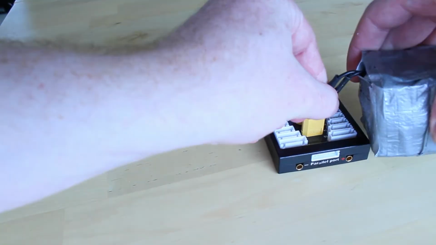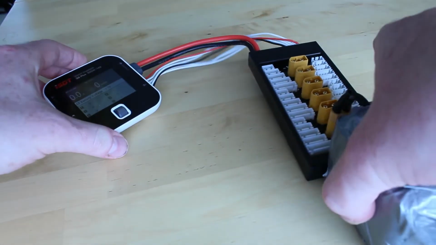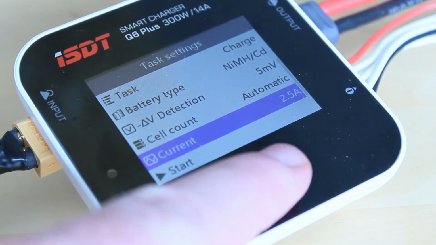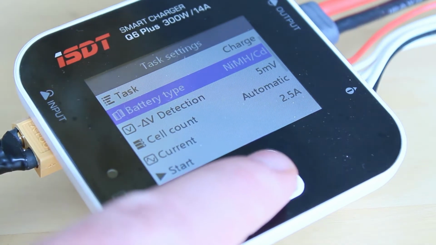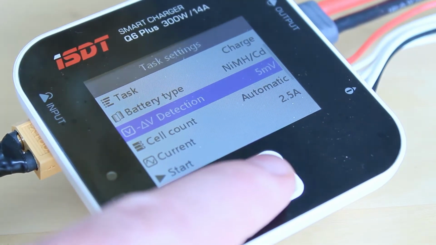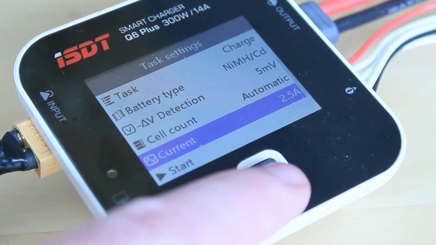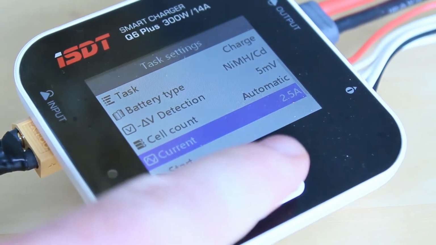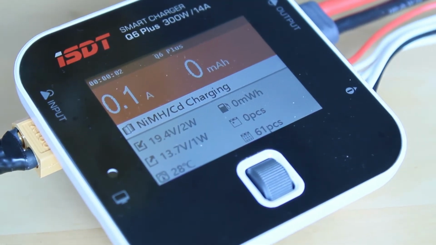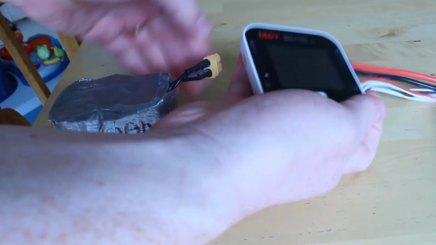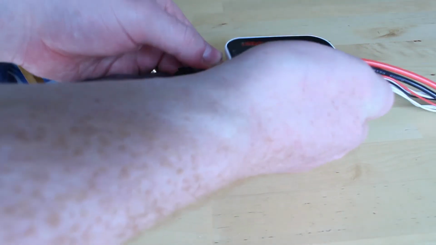Now, you can charge this using any sort of NiMH charger. The ISDT charger does that. So I'm just going to set it to charge here, NiMH. The negative delta V detection I have at 5 millivolts, and I'm charging it at 2.5 amperes, which equates to a half C charge. That's what I generally think is safe for these sort of nickel metal hydride batteries.